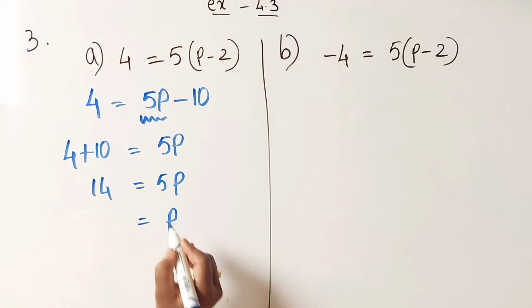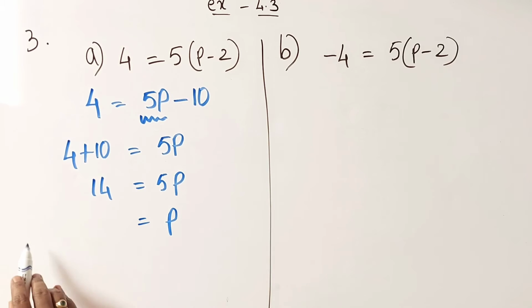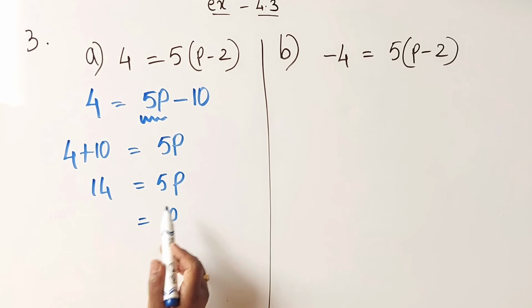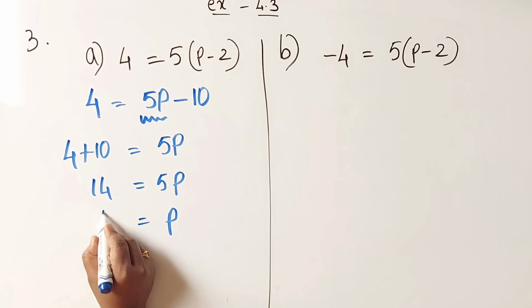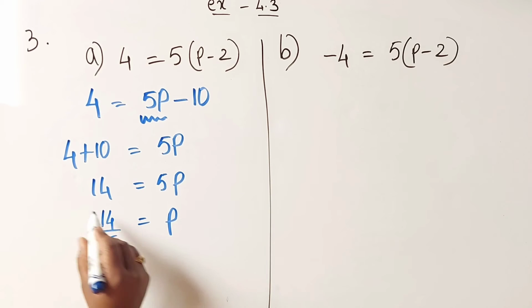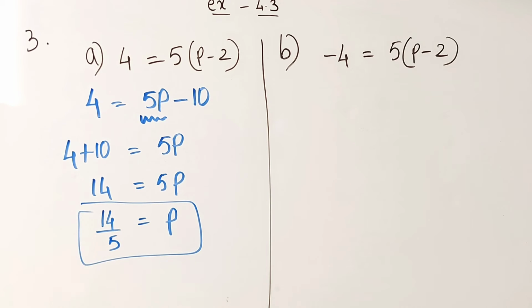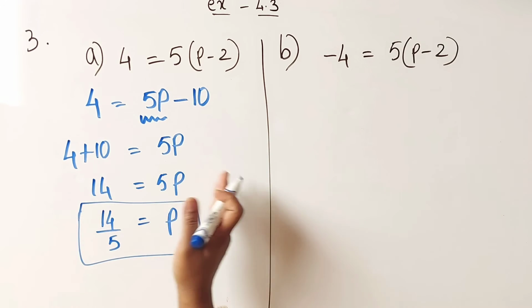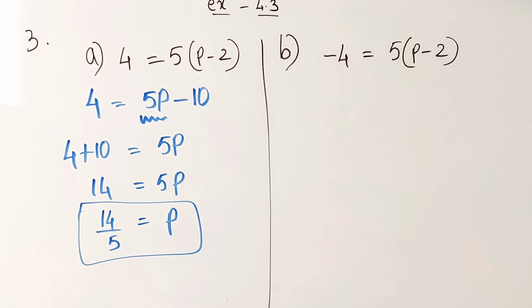So p is, now send 5 to the left hand side. Right, children? Here 5 is multiplying. When you are sending to the left hand side, it will divide. 14 divided by 5. The p value is 14 by 5. Here they just changed the order, children, but the procedure is the same only.